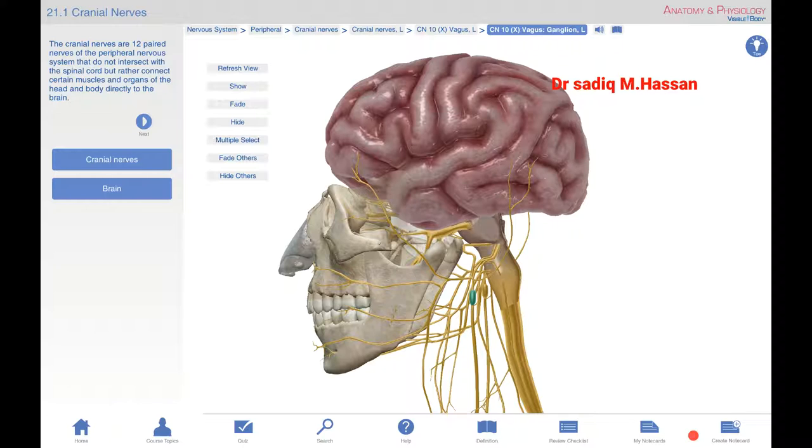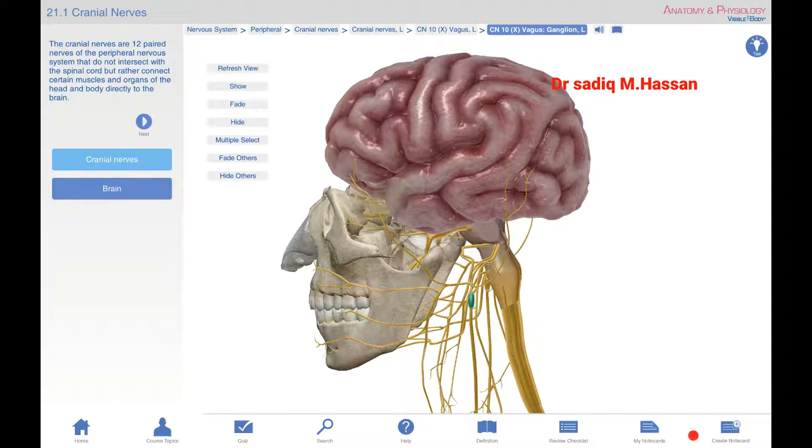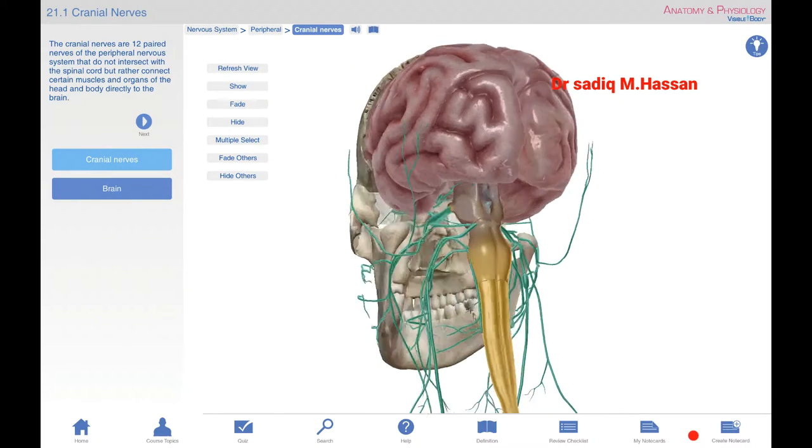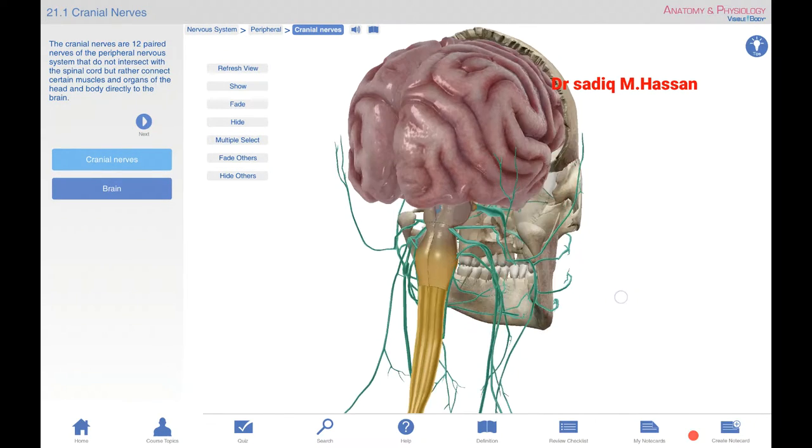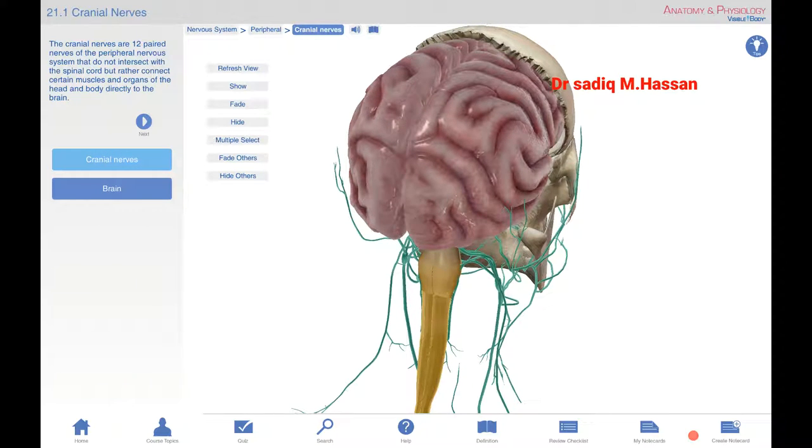So the cranial nerves are, let me highlight all cranial nerves. These are all the cranial nerves which I highlighted now, all these highlighted structures are cranial nerves. So cranial nerves are afferent nerves of the peripheral nervous system that don't intersect with the spinal cord, but rather connect certain muscles and organs of the head and body directly into the brain.